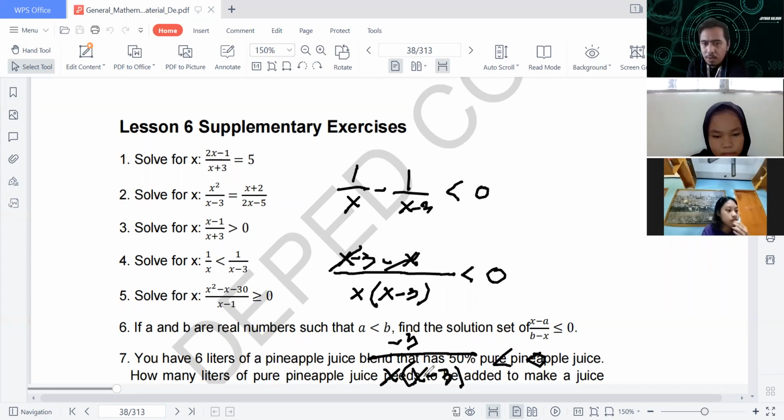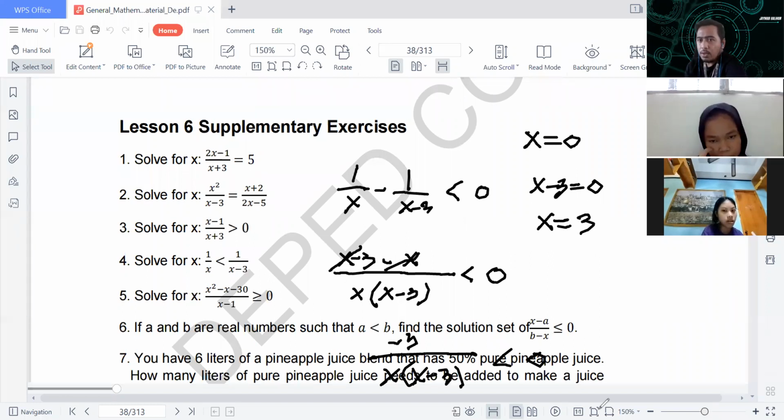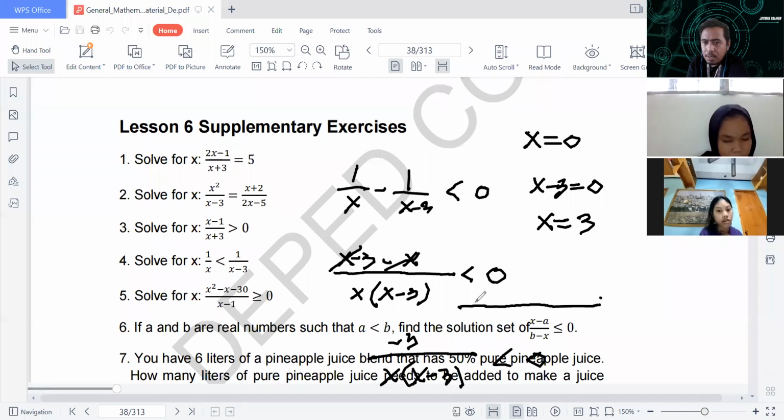The next thing that we will be doing is, since you don't have a variable in the numerator, you only equate the factors of your denominator to 0. So what you will have is x equal to 0 and x minus 3 equal to 0. No problem with this. So your x is equal to positive 3. There are two values that you will be plotting in your real number line, the 0 and the 3. If you plot it here, it will look like this: here is the 0 and here is the positive 3.